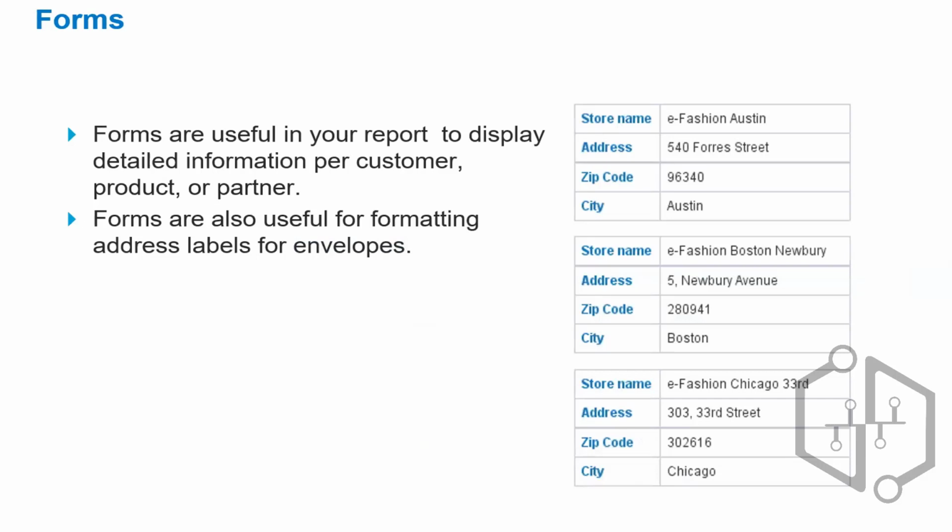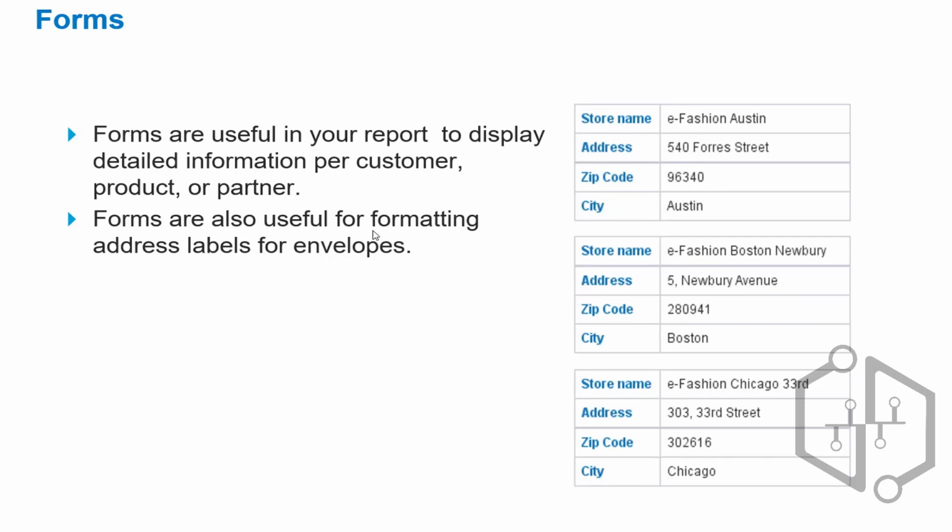We also have forms. These forms are mostly like an address kind of thing. Forms are useful in your report to display detailed information per customer, product, or partner. So it will not display any key figures or any measures. Instead, it will display more details about some customer or their address or product. It is like a visiting card kind of thing, we can say, which will mention the name, the employee ID, the phone number, address. It is like some visiting card or ID card. So that kind of representation is possible using forms.